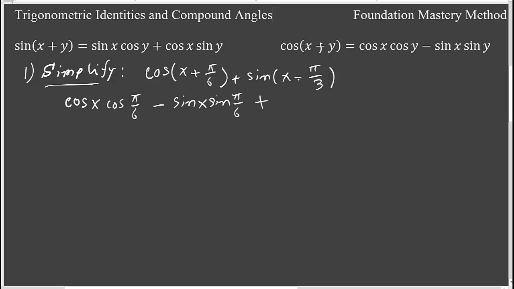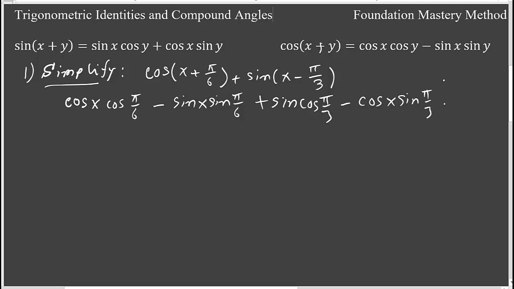Plus this one we can compare with this, but we will replace y by negative pi by 3. Or you can remember, when you have a negative here, you just put a negative on this. So let's use that one, negative here and here. So we will get sine x cosine pi by 3 minus cosine x sine pi by 3.